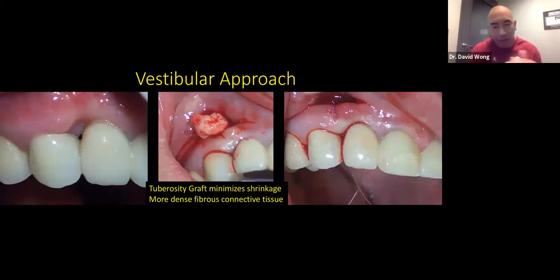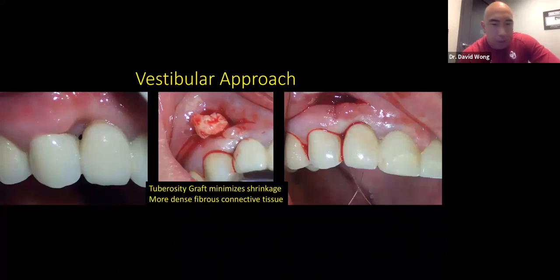You have to deepithelialize it because it's going to go underneath the flap, right? You don't want any epithelium underneath your flap, so you have to deepithelialize your connective tissue graft. This comes from the tuberosity, and we're using a vestibular approach. So this would be a lot like the pinhole surgical technique that a lot of you guys ask about. So we're going to go through the vestibular approach, which is just a horizontal incision made at the mucogingival junction.